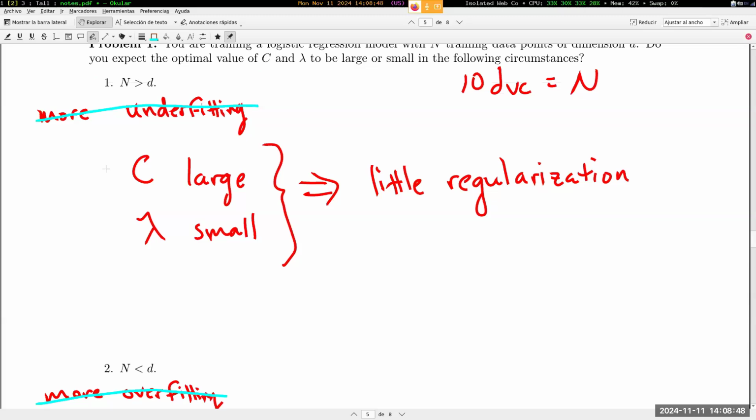So if your n value is greater than d, you are more likely to be underfitting compared to this situation down here, n value less than d. As your n value increases, when you have more and more data, you are less and less likely to be overfitting, more and more likely to be underfitting. And I'll say that there's no need for constraints on the model.